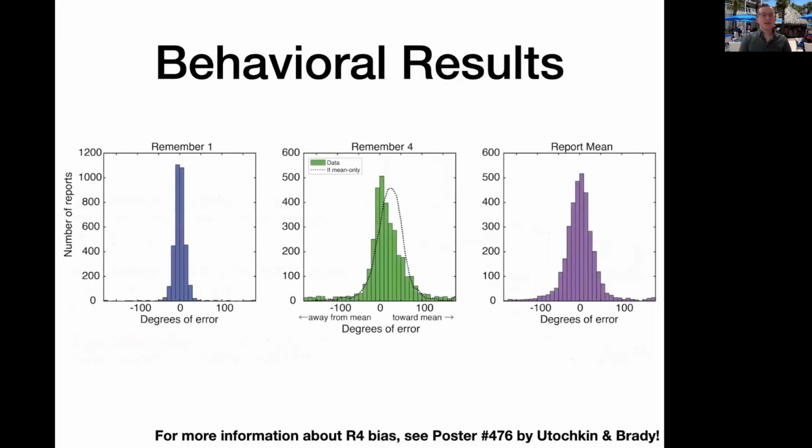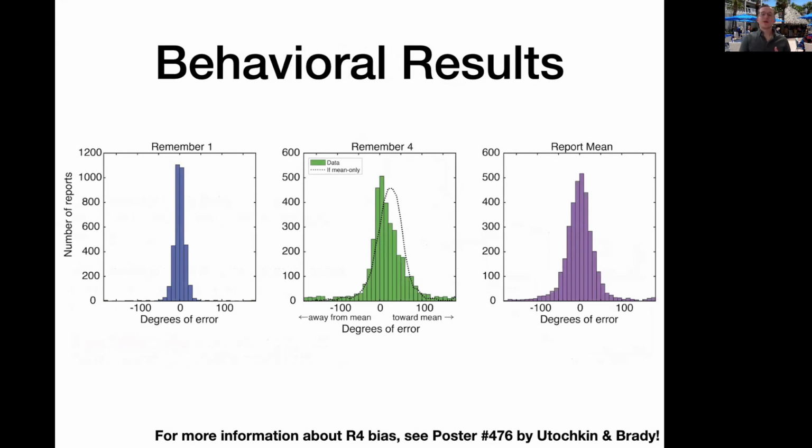Now, before we look at the CDA, let's look at the behavioral results to make sure that subjects could do each of these tasks. Here, I plotted the error of reports in each task, with error on the x-axis and number of reports on the y-axis. As we can see in each of these plots, subjects were very good at each task. It's worth noting, however, that the x-axis of the remember for plot is plotted such that errors toward the mean of the set are positive, and errors away from the mean of the set are negative.